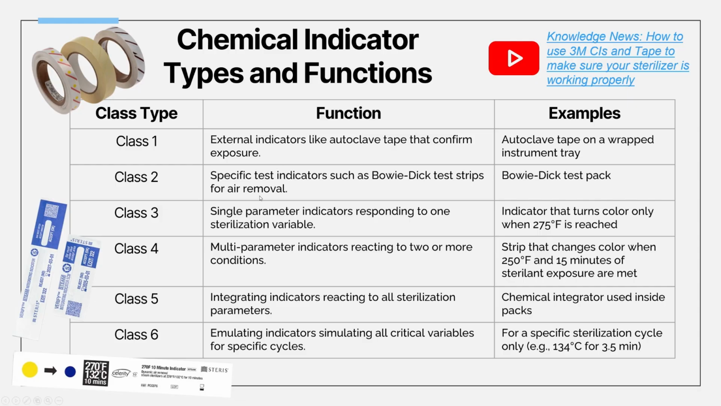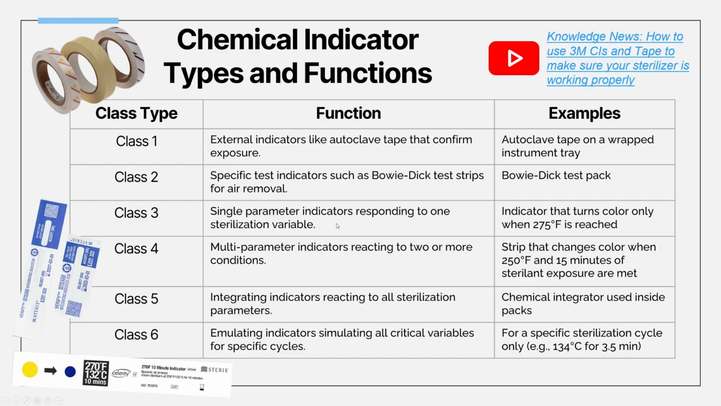Class 2 is the special test indicators. They're used for tests like the Bowie-Dick test to check vacuum and steam penetration. These are not used on instruments. A lot of the time, the loads are empty when you do these kinds of tests.